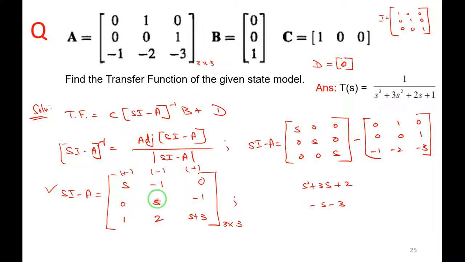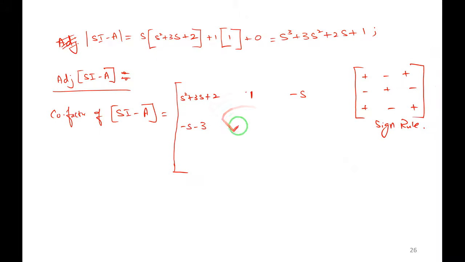Next cofactor of S I want, right? So leave this column, leave this row. S into S plus 3 means S square plus 3S. So leave this column, leave this row. S into S plus 3, S square plus 3S. Plus 1 into 0 is 0. So S square plus 3S I am getting. Please correct me. Don't wait until the last moment if I make a mistake, right? Because finding cofactor should be correct.